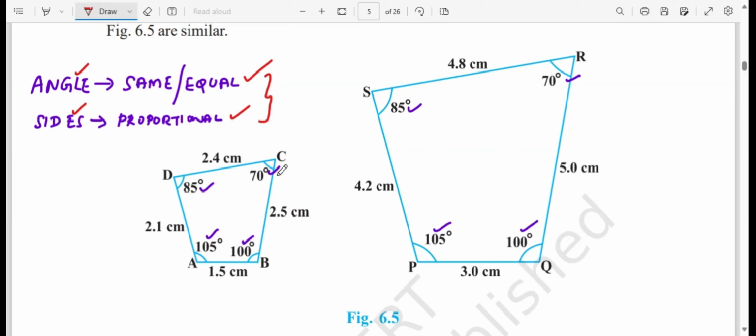So here it has satisfied the angle criteria. Coming to the sides, for example, AB is 1.5 and PQ is 3 centimeters. So there is a factor of 2. 1.5 into 2 is 3 centimeters.